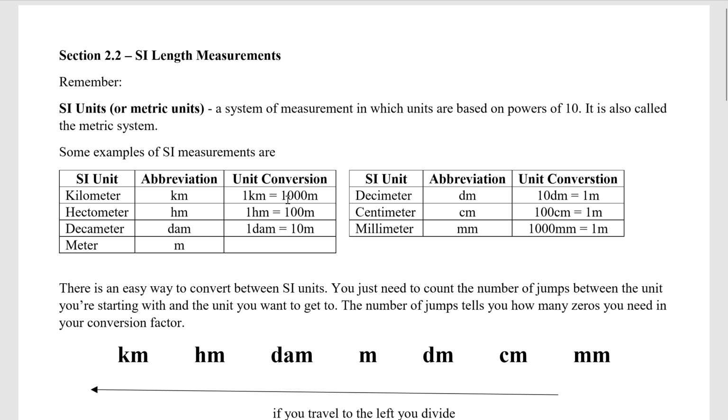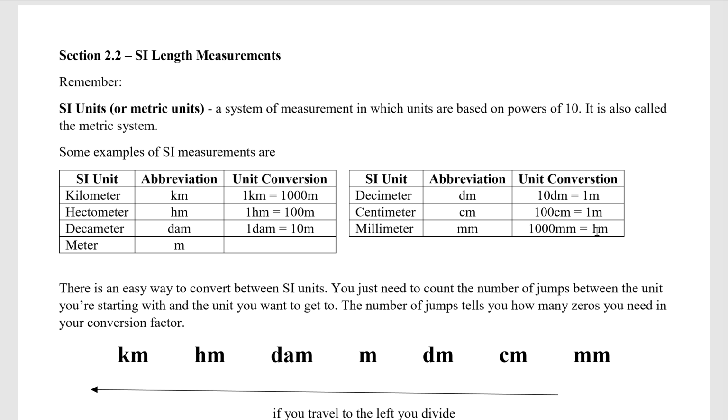So all three of those are a little bit bigger than a meter, and it gets larger and larger each time. If we look at the other three, we're going in the opposite direction. So we're going smaller than a meter, and we're getting smaller and smaller each time. So 10 decimeters make up a meter, 100 centimeters make up a meter, and 1,000 millimeters make up a meter.